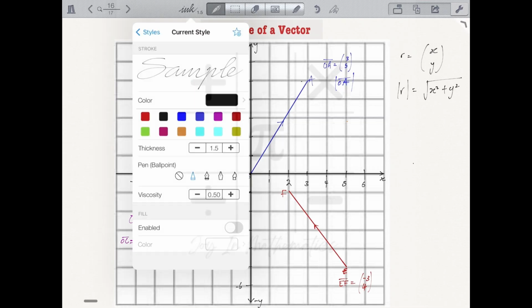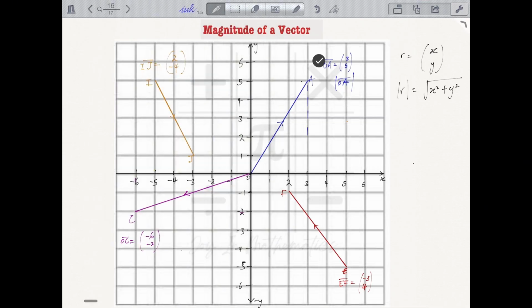The reason being that if we look at this, we have how many units on the y axis? We have 5 units, and on the x axis we have 3 units. So we are asked to evaluate the distance. Modulus is the distance of this. Now all we have to do is apply Pythagoras theorem, because this is a right angle triangle, and in Pythagoras theorem the hypotenuse squared is equal to the adjacent squared plus the opposite squared.